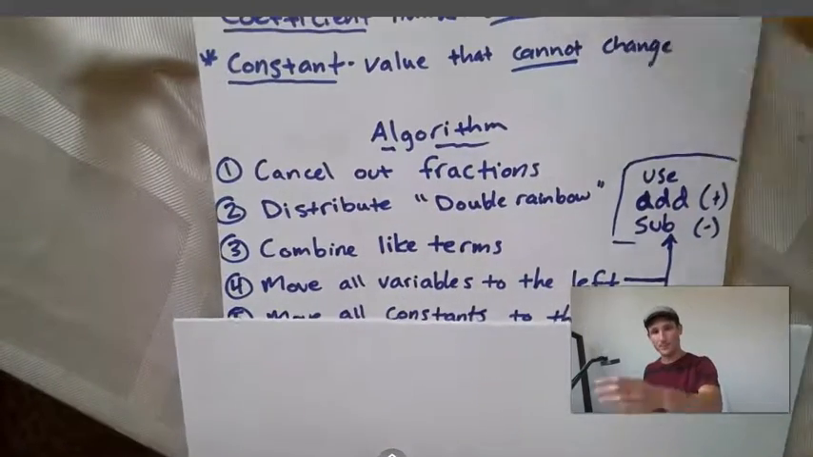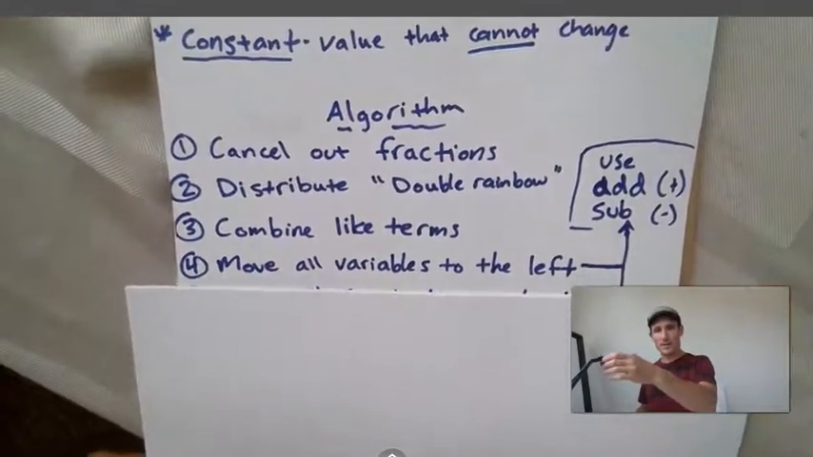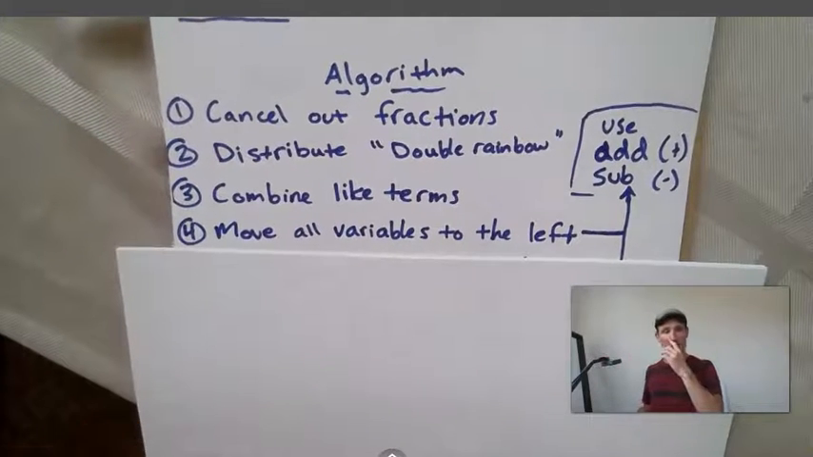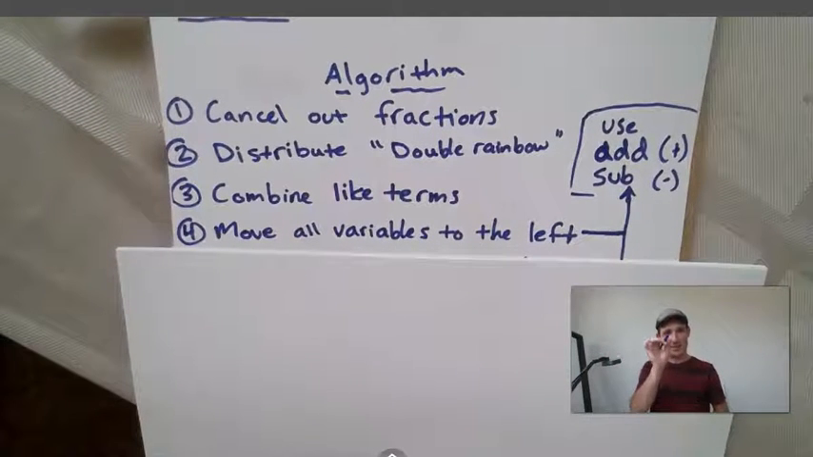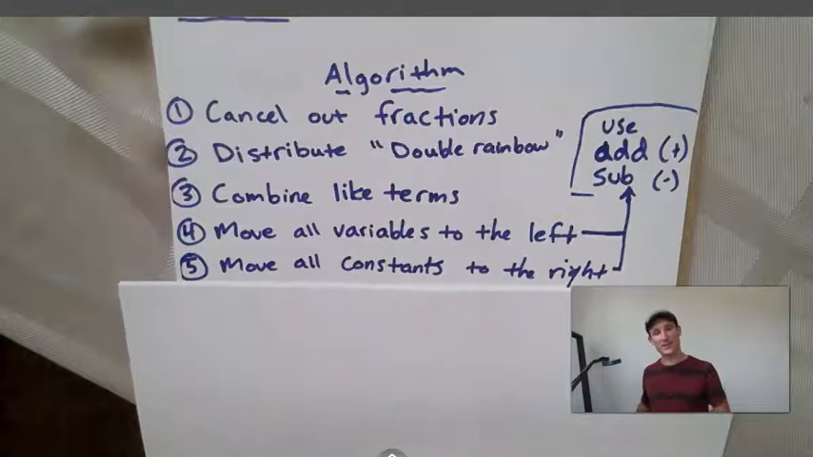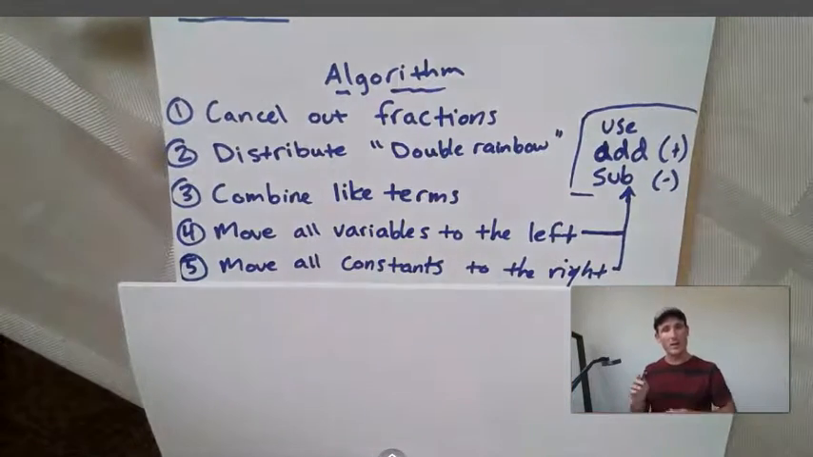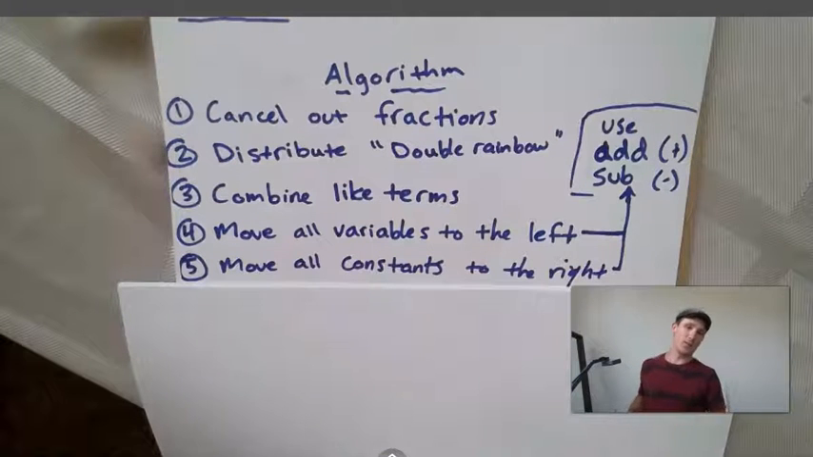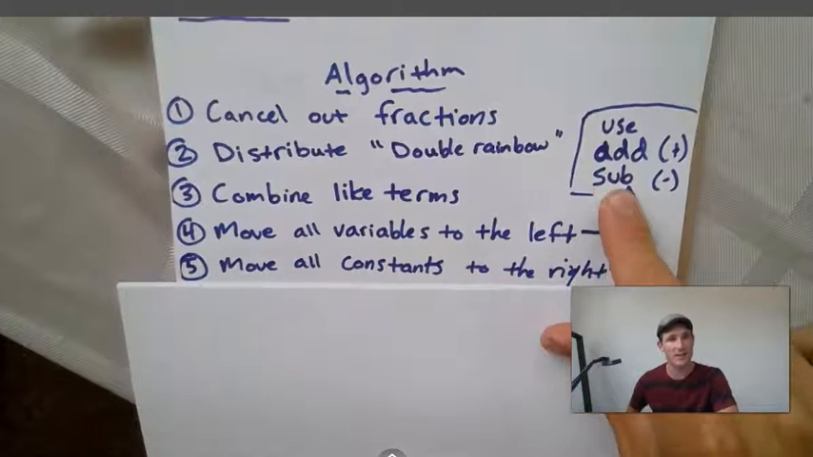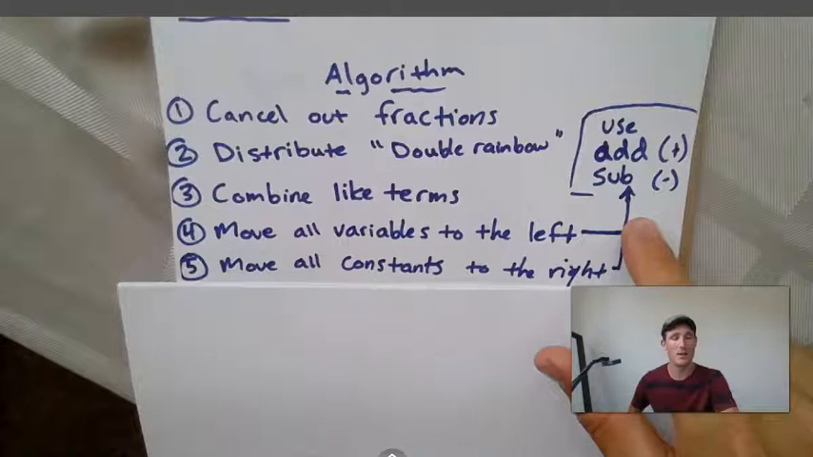Step 4. Let me get organized here. Step 4, move all the variables to the left. And when I say that, I mean left of the equal sign. Left side. That's what I mean. Step 5, move all the constants to the right. Again, of the equal sign. I don't want you to confuse yourself, so maybe make a note in your notebook. Left of the equal sign, all the variables. Right of the equal sign, all of the constants. We use addition and subtraction to accomplish this, right?